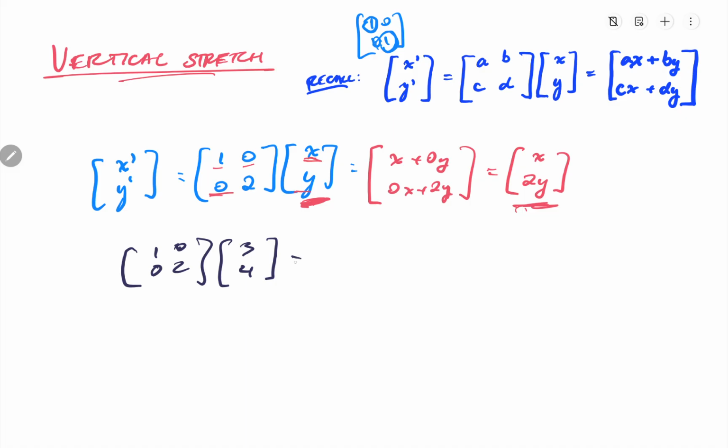We would get 3 times 1 times 3 plus 0 times 4, which will be 3, and then our second row in our output will be 0 times 3 plus 2 times 4, which is 8. And notice our vertical component has been stretched by a factor of 2.